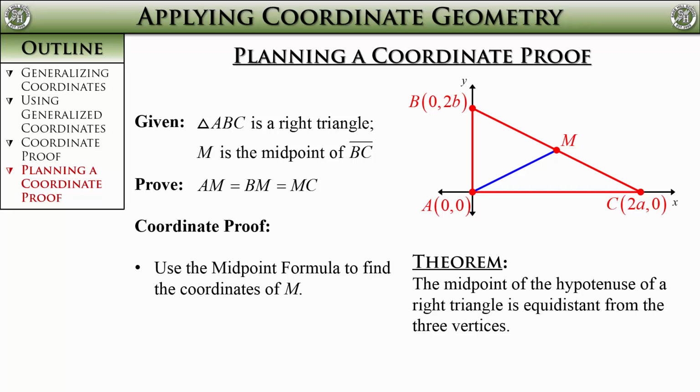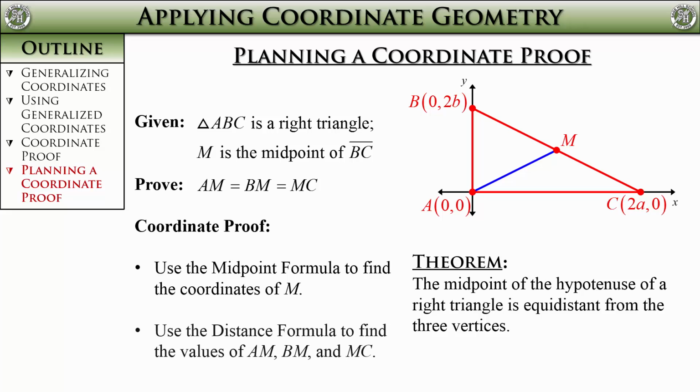Once we find out what M is, then we can use that with the distance formula to calculate the values of AM, BM, and MC. If our theorem is correct, they should all show the same value. Once again, if we were going to do the full proof, we would actually show the full calculations at this time. All 3 distance formula calculations need to be shown. That's the basics of generalizing coordinates and planning out a coordinate proof. I know you're looking forward to next section when you need to do out a full coordinate proof.